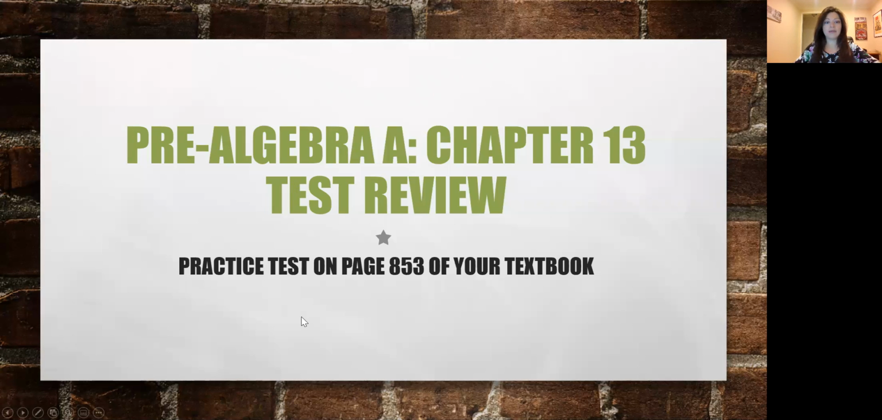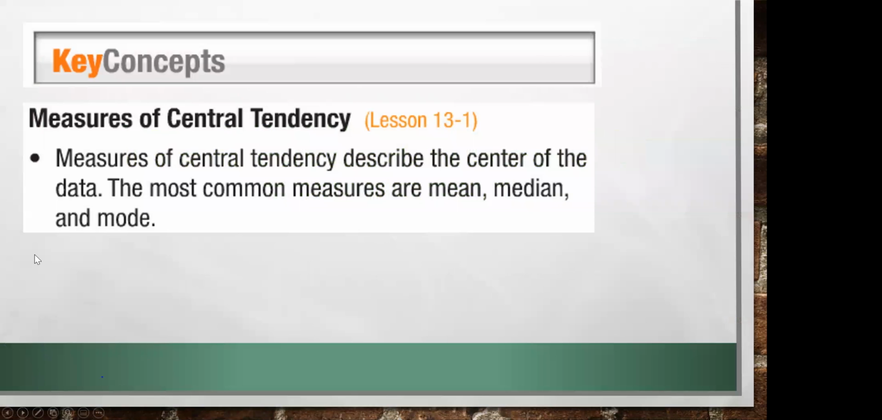So this is a review for the Chapter 13 test. And Chapter 13 talks about data, right, and different ways to display data. So it talks about the measures of central tendencies, and those describe the center of the data. The most common measures are the mean, the median, and the mode, okay?